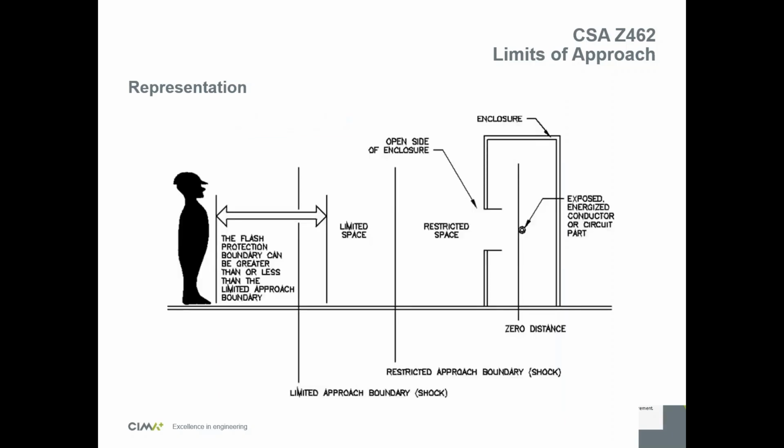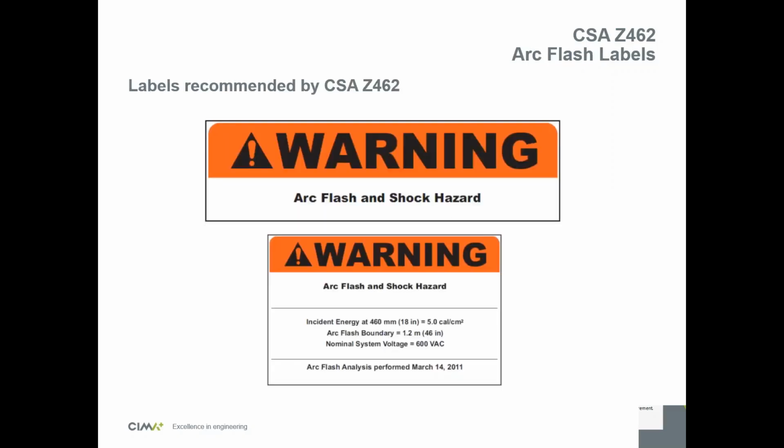So again, this is another way to represent the boundaries in arc flash and shock protection. You have the limited approach boundary for shock, then you go closer to the panel, then it's restricted approach, and the flash protection boundary is way out past the limited approach boundary to the left, and then you have the enclosure and the live bus bars, which are in the middle of the enclosure.